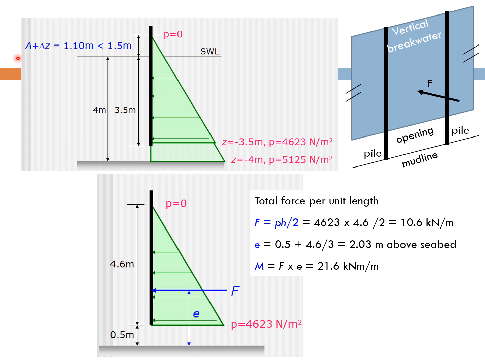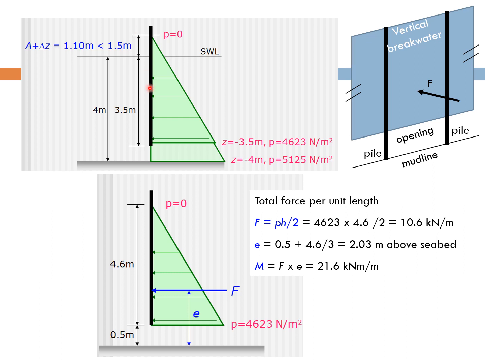In our solution in the previous slide, we have assumed that there is a wave setup of delta z above the still water line, and also when the wave crest is acting on the vertical breakwater, the amplitude is 0.95 meters. So the total is 1.1 meters, meaning that the wave crest will be at a position somewhere here, which is still lower than the highest point of the breakwater. This means that there will be no wave overtopping in this case.